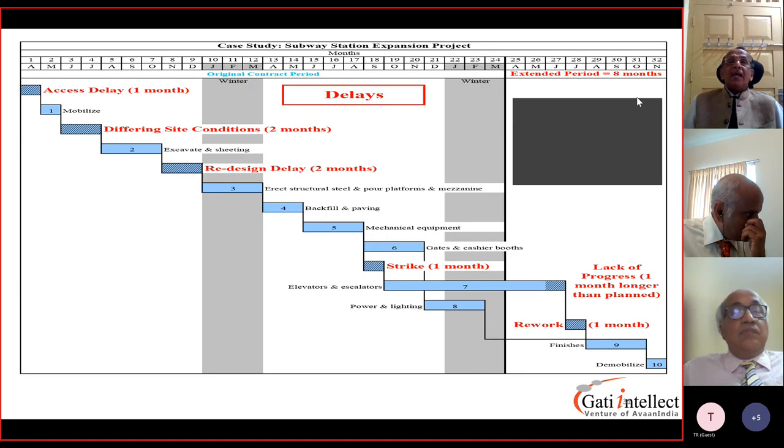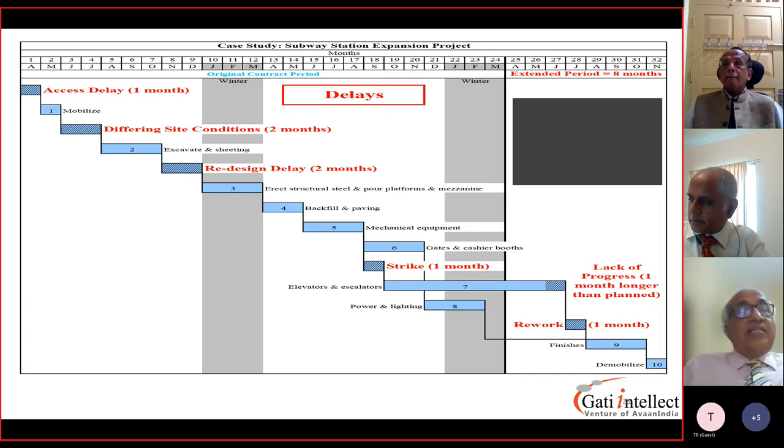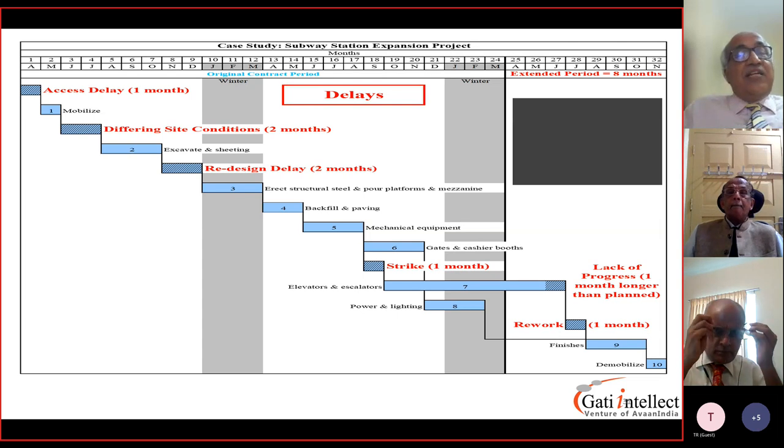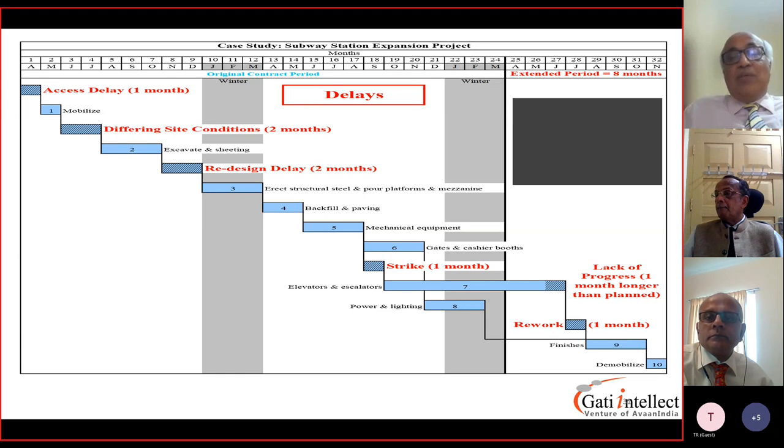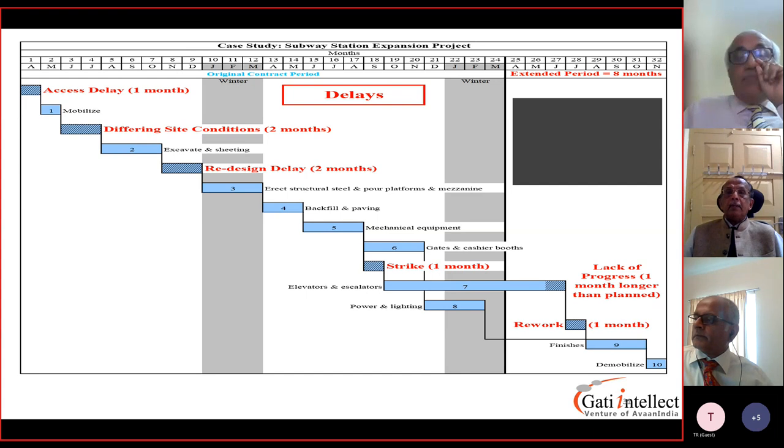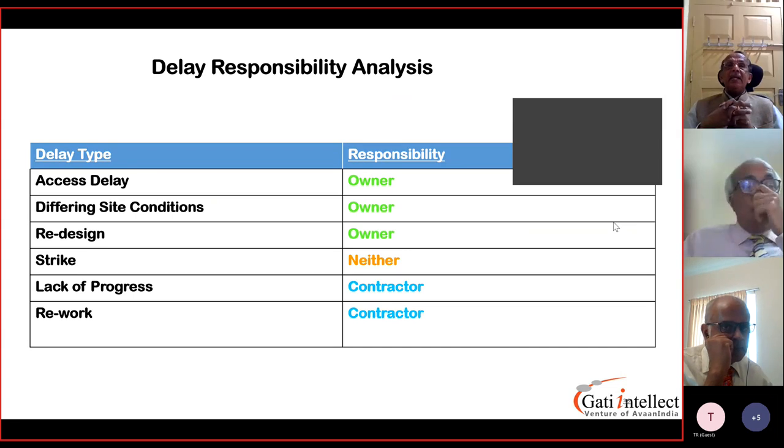Right. So let's look at delays. Ram? Yeah. So the delays, I think we have specifically said access delay is 1 month, differing site condition is 2 months, redesign delay is 2 months, strike is 1 month, rework is 1 month, and of course lack of progress, 1 month it took longer than planned. So these are, so totally you have the totals, yeah. Right. This summarizes the total delay responsibility analysis.